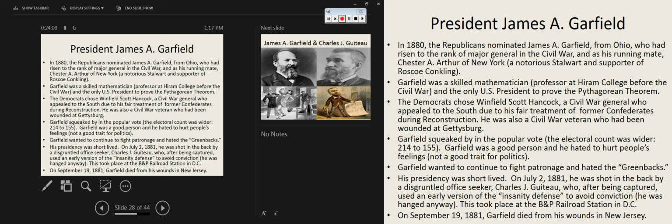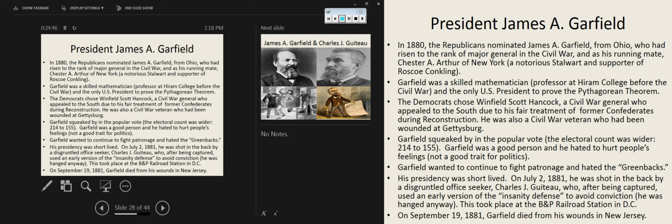He is rushed to a doctor. The wound is not considered severe, but it's infected. So they're going to do some surgery. And then, any idea why he dies in September in New Jersey and not in D.C.? Yeah. Heart attack. No, he actually dies of an infection from the bullet and the wound itself. No, they didn't keep him in D.C.